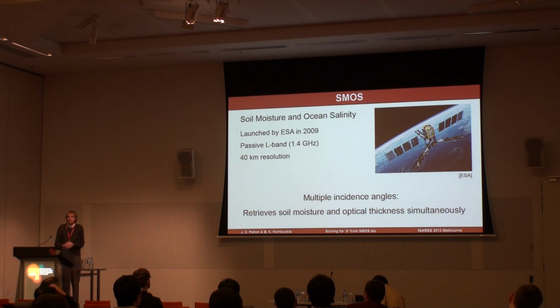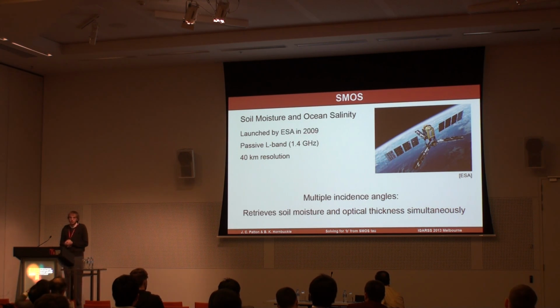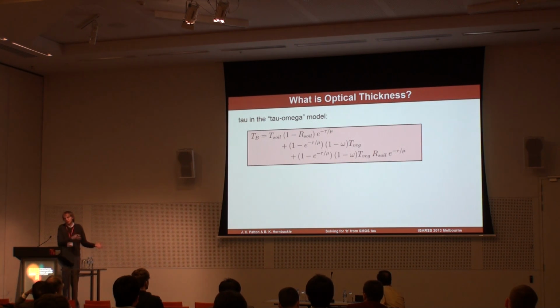One of the really neat things about SMOS, though, is that it measures at multiple incidence angles. And because of that, it's not only able to retrieve soil moisture, but also this parameter called optical thickness simultaneously. And so what is optical thickness? It's this parameter tau in the tau-omega model, the microwave emission model that we use.